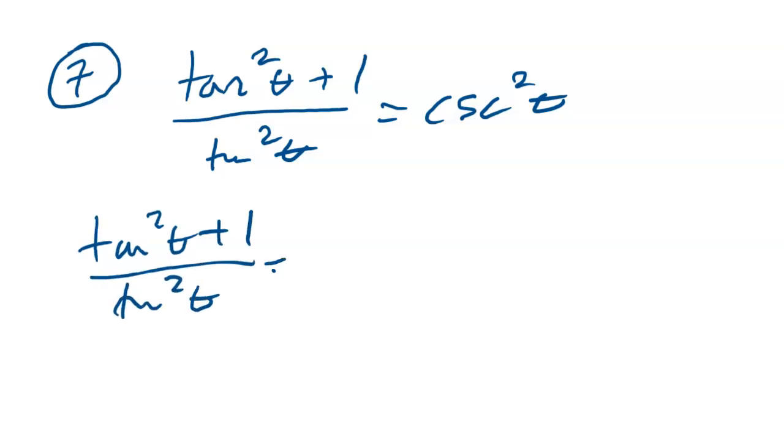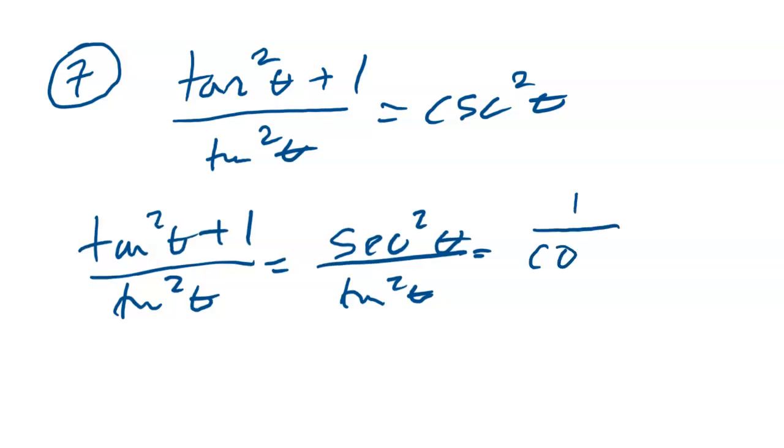Tangent squared theta, I know that's secant squared theta over tangent squared theta. The first one is going to be 1. The numerator is going to be 1 over cosine squared theta. I'm stuck. I'm officially stuck right now, so I'm going to change it to cosines and sines because that seems to be a pretty decent technique.